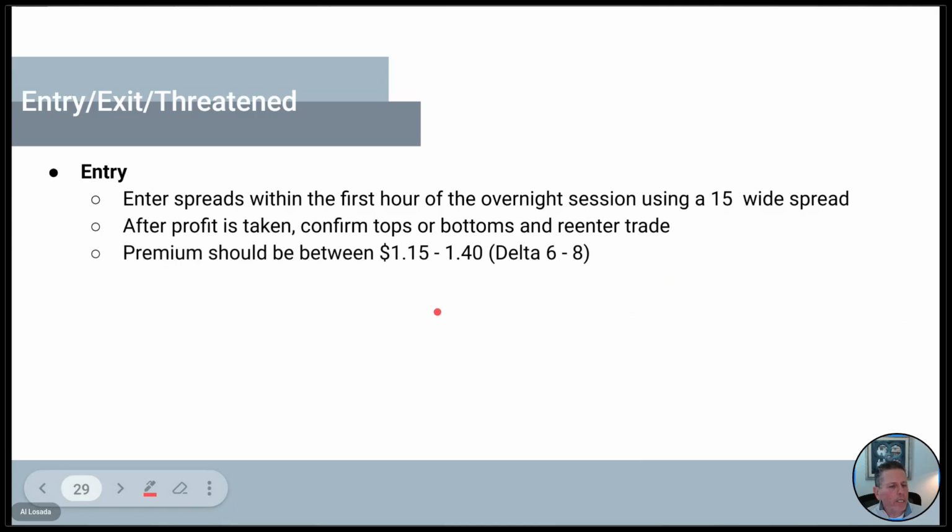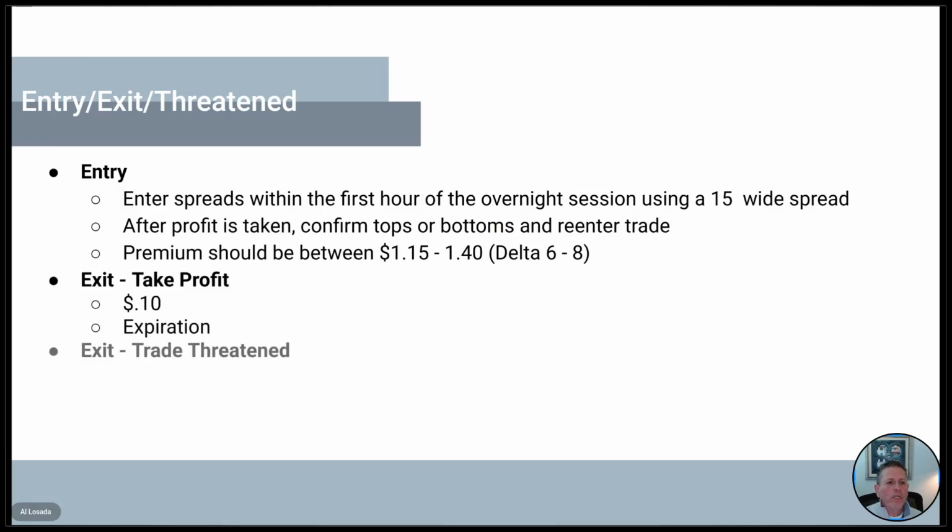And then the deltas basically are the same. 6 to 8 is what I use, and in this case here, it's 15 wide, and you cut that in half, right? And that's what your max gain is for the position. Take profit, I like to use 10 cents or expiration. And if a trade is threatened, you want to use a 3x short strike stop loss.